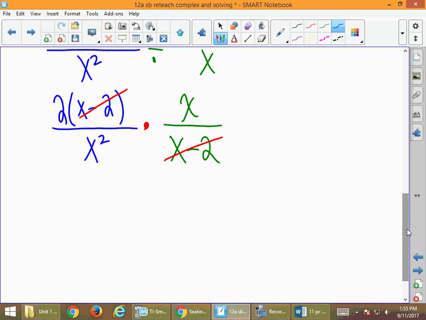But just to make sure that I'm showing all of my work, this is going to be 2x over x squared. But instead of x squared, I'm going to write it like this. And I know that's not always the favorite, but if you write x squared out longhand, do we have anything exactly the same on the top and the bottom? We've got an x, and that's going to leave us with our simplified version of our complex fraction.